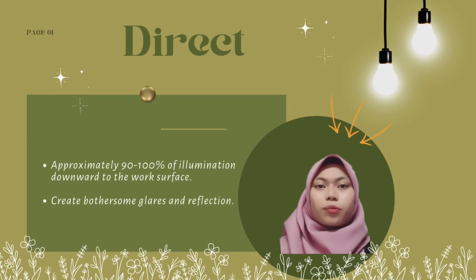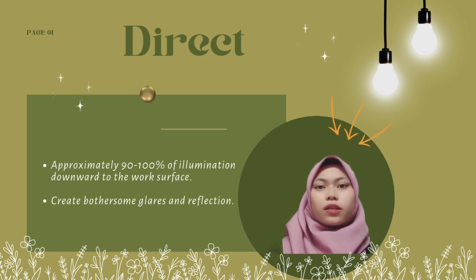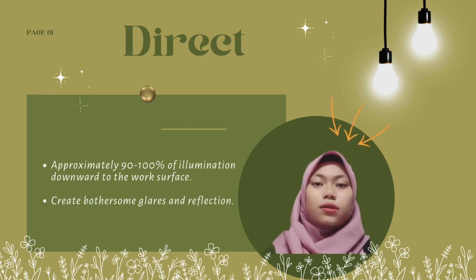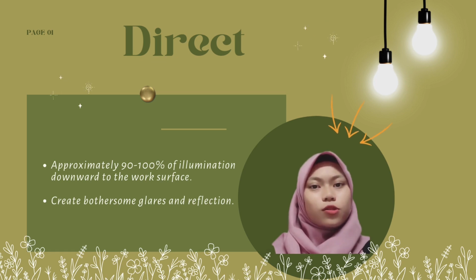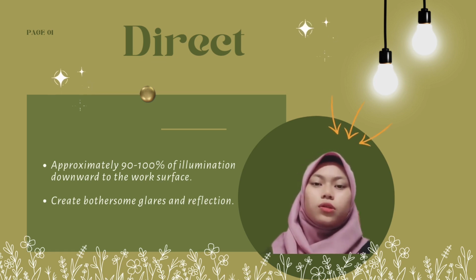By directing approximately 90 to 100% of illumination downwards to the work surface, direct lighting systems are likely to create bothersome glares and reflections. Shadows are created because a minimal amount of light is diffused. Unless the light fixtures are quite close together, the working areas will most likely not be uniformly lit.